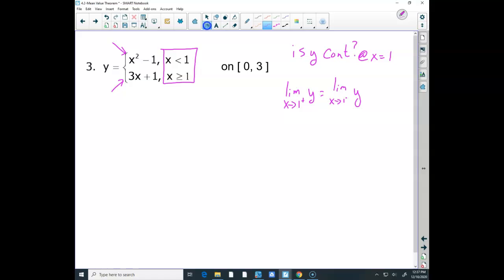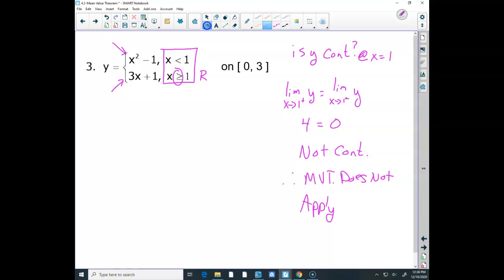Okay? I can see y, if 1 is defined, what is the limit as I approach 1 from the right? Well, this would be my right side. So if I plug 1 in there, I get 3 times 1 is 3 plus 1, I get 4. Is that equal to my limit as I approach from the left? I put a 1 in here. 1 squared is 1. 1 minus 1 is 0. Ooh, it's not continuous. Therefore, mean value theorem does not apply. Therefore, I can't find C.